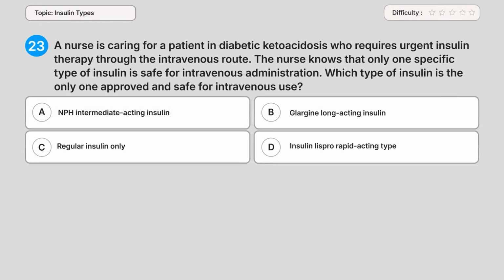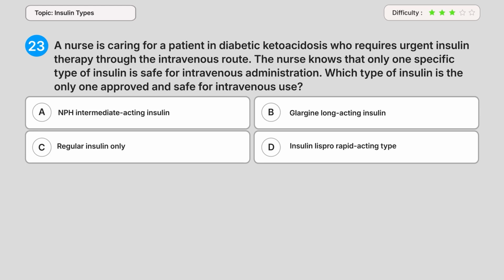23. A nurse is caring for a patient in diabetic ketoacidosis who requires urgent insulin therapy through the intravenous route. The nurse knows that only one specific type of insulin is safe for intravenous administration. Which type of insulin is the only one approved and safe for intravenous use?